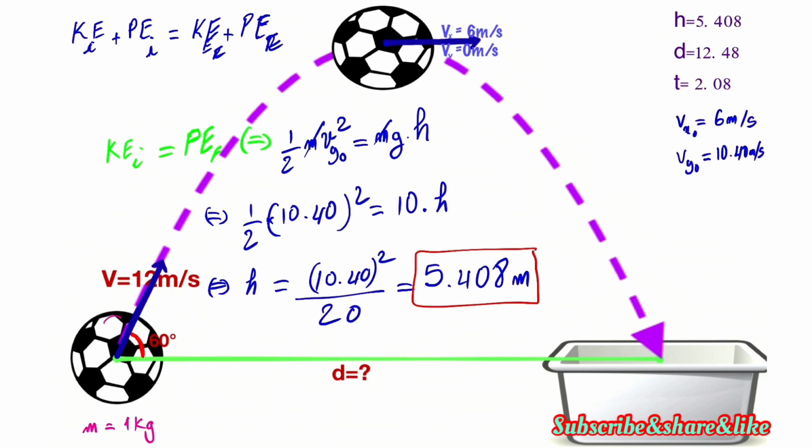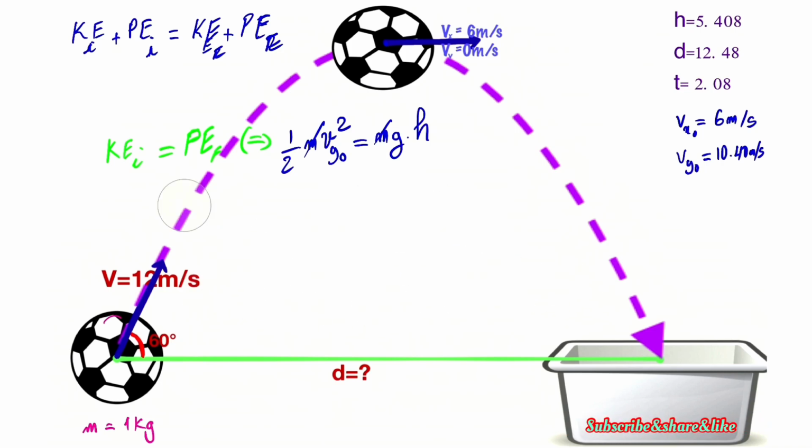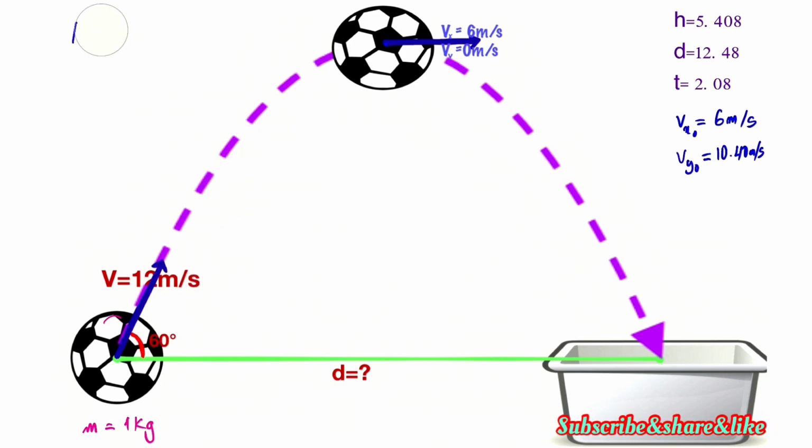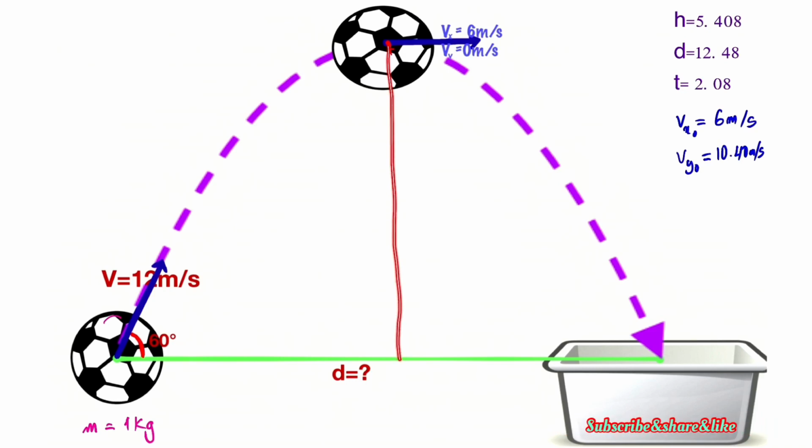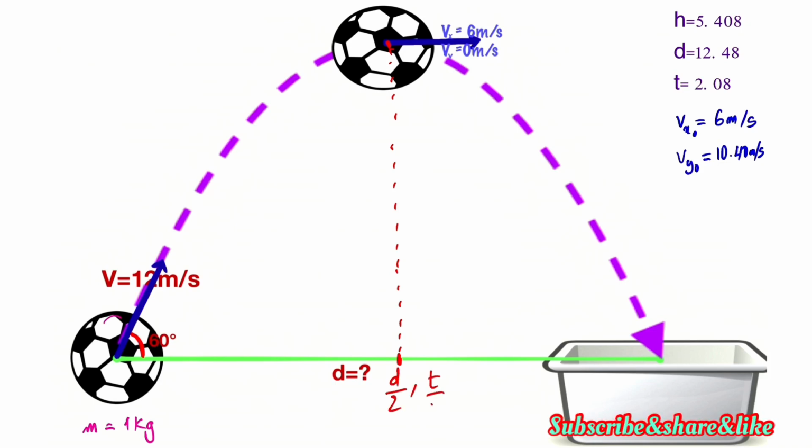So let's make another assumption. What are we going to assume in this case? We're going to assume the ball has arrived here and stopped here, and we make it fall straight down from here. So where is it going to fall? It is going to fall in the middle of this line, at half the time. It will be half the time and half the distance. This will be d over 2 and time over 2.